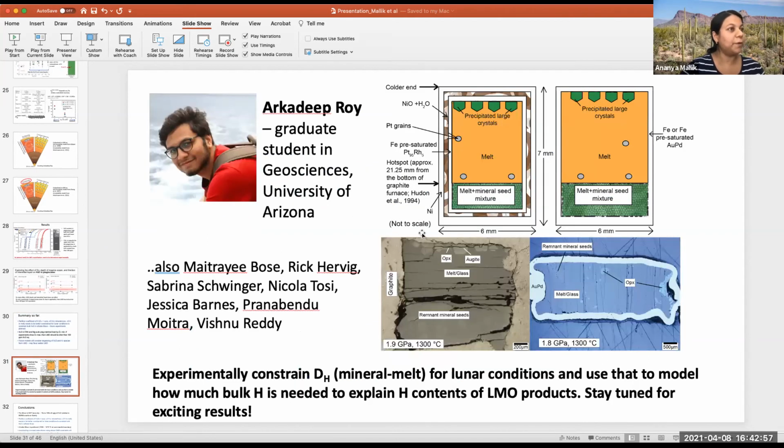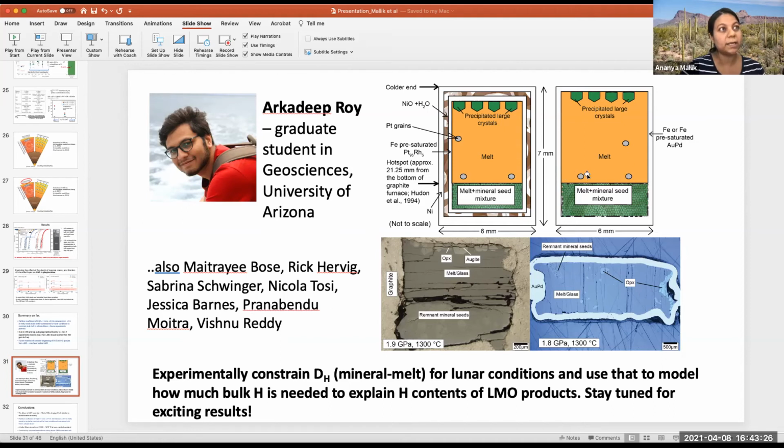So just to give you a preview of the plan that we have in our lab so far. This is Arka, and this project will be part of his PhD thesis. What we're planning to do here is design experiments at different fO2 conditions, including reduced conditions, where the goal will be to create large crystals of these cumulate minerals that we expect to crystallize from the magma ocean. And then we will also put in some platinum grains here.